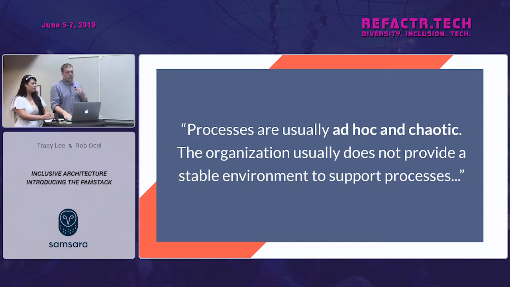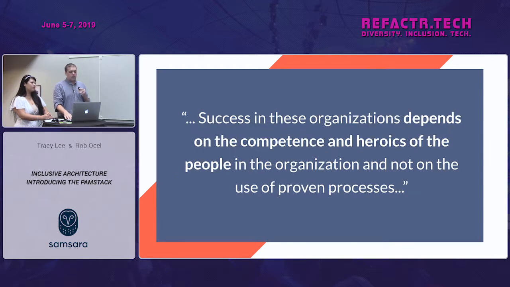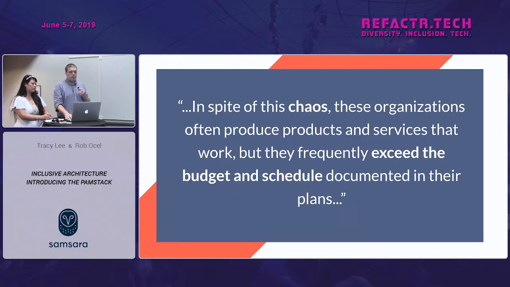So this description reads that processes on these teams are usually ad hoc and chaotic. The organization usually does not provide a stable environment to support processes. So success in these organizations depends on the competence and the heroics of the people in the organization, and not on the use of proven processes. In spite of this chaos, these organizations often produce products and services that work, but they frequently exceed the budget and schedule documented in their plans.